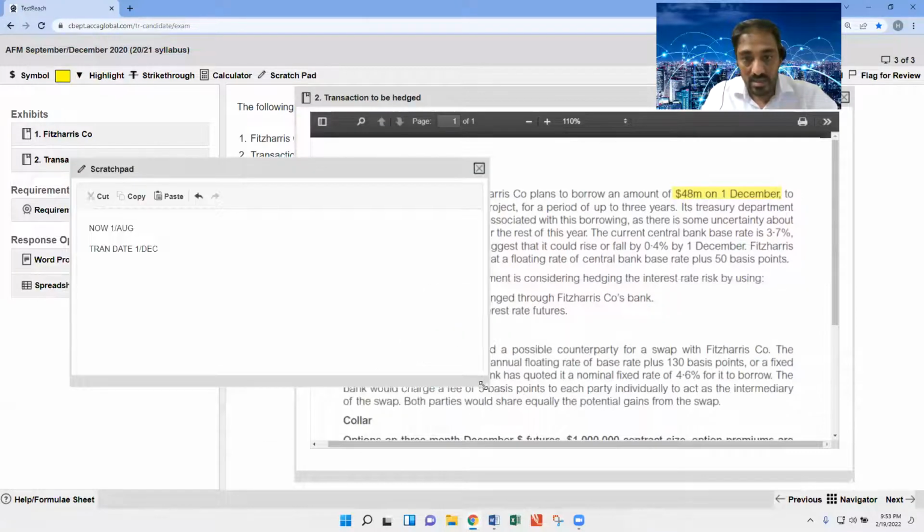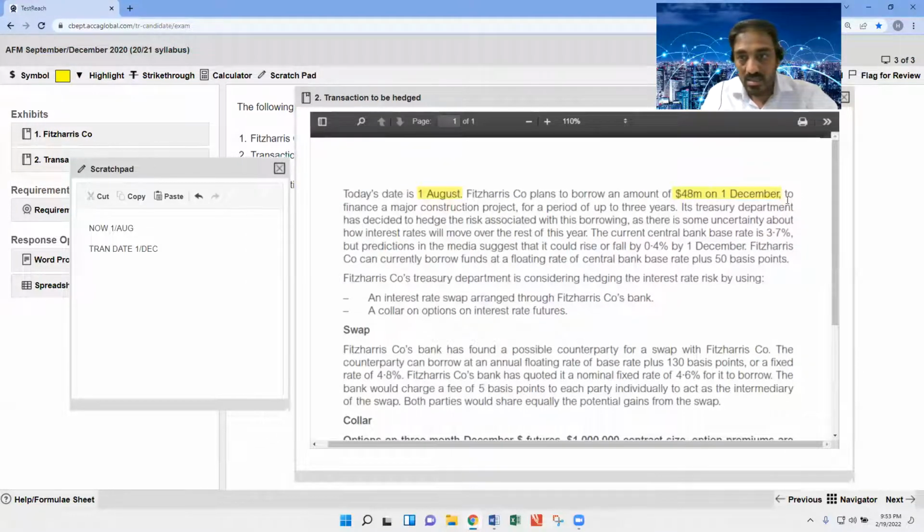Then, to finance a major construction project for a period of up to 3 years. The case is about borrowings. Duration: 3 years is equal to 36 months.